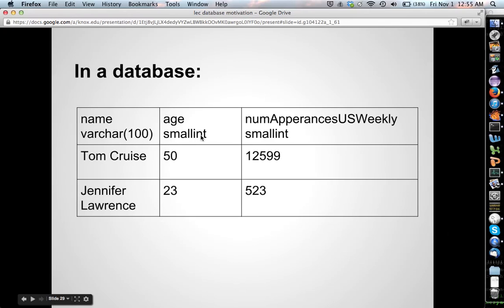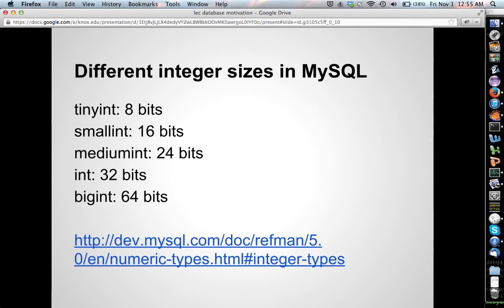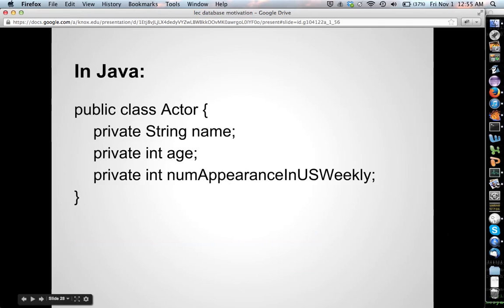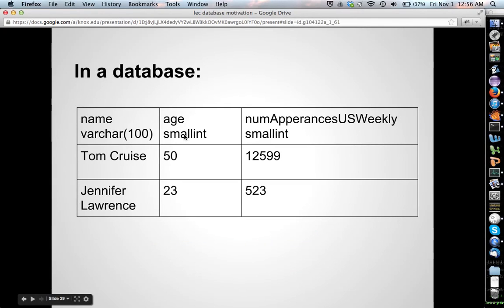We have age, which might be a small int. 8 bits is unsigned 0 to 255; signed would be negative 128 to 127. Yeah, that sounds right. We may want to make this a small int just in case there's some actor that lives to be 200 or 300 years old or something like that. And then the number of appearances is obviously another type of int.